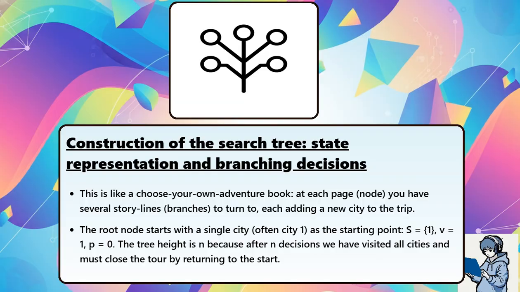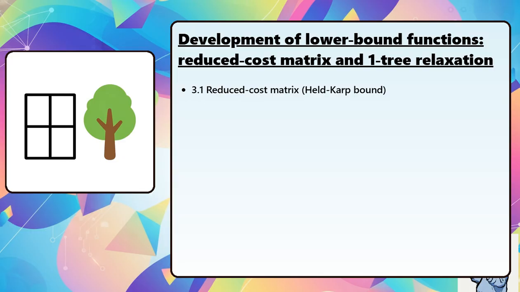The root node starts with a single city, often city 1, as the starting point: S = {1}, V = 1, P = 0. The tree height is n because after n decisions, we have visited all cities and must close the tour by returning to the start. 3.1 Reduced cost matrix, Held-Karp bound.